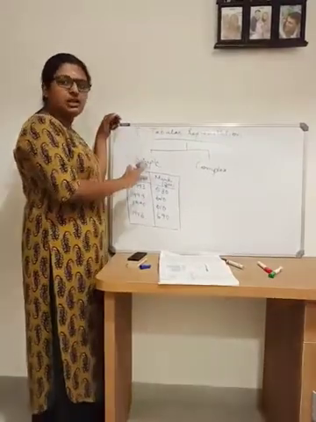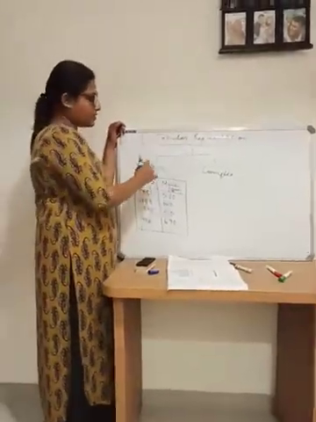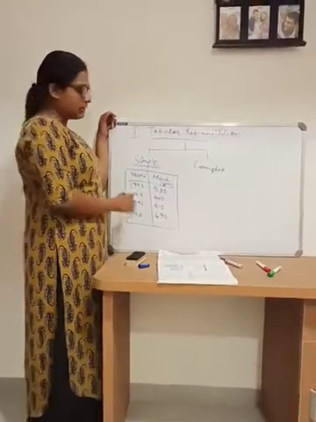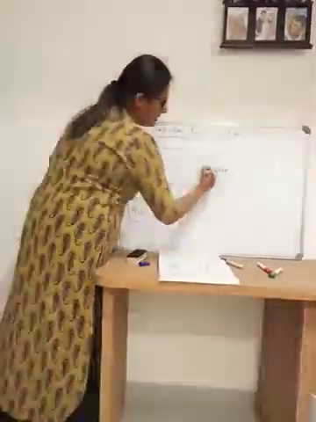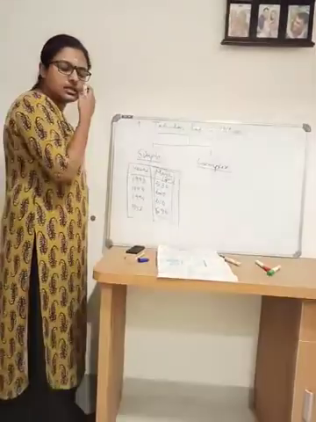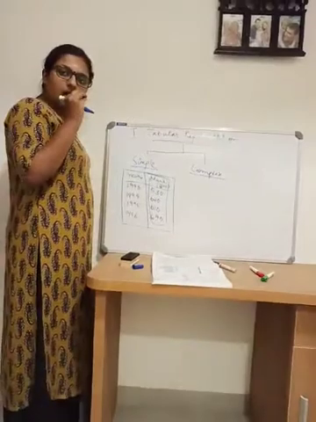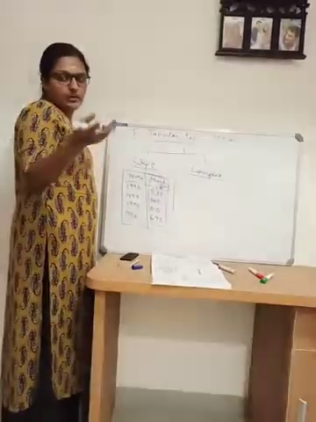So this is the simple table. In tabular representation, the first one is the simple representation. In a complex table, here we don't know who secured the marks. This is just the highest marks. We don't know if it is male or female.